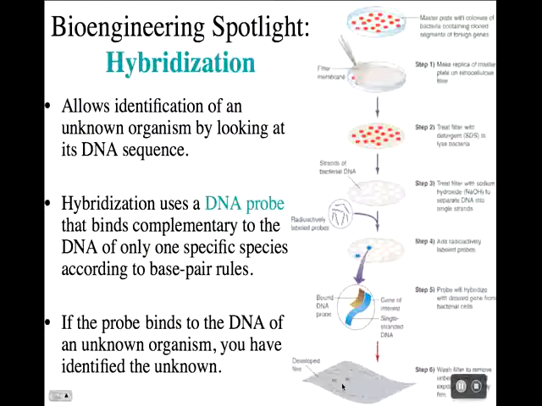If the probe binds to the DNA of an unknown organism, you know what it is. If the probe binds to one of these spots, you know that indeed the patient had Mycobacterium tuberculosis. If the probe doesn't bind, you don't know what that bacteria is. All you know is it's not tuberculosis. So you have to have a pretty good guess before you're going to run hybridization. You have to know what you're looking for.